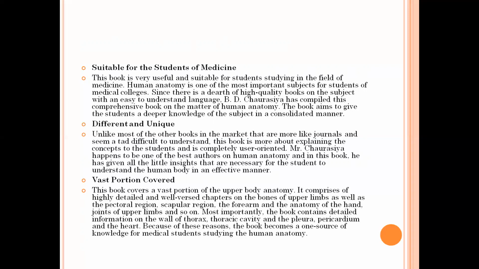Vast portion covered. The book covers a vast portion of upper body anatomy. It comprises highly detailed and well-versed chapters on the bones of the upper limb, as well as the pectoral region, scapular region, forearm, the anatomy of the hand, joints of the upper limbs, and so on. Most importantly, the book contains detailed information on the wall of the thorax cavity, and the pleura, pericardium, and heart. Because of these reasons, the book became a one-stop source of knowledge for medical students studying human anatomy.